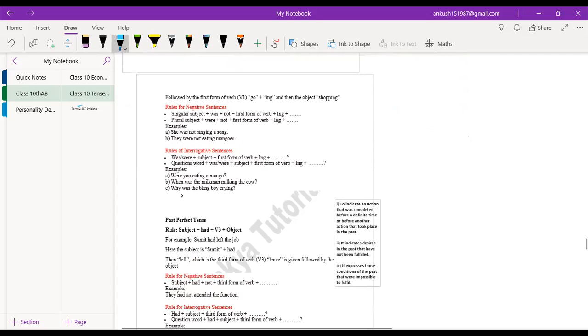Yes, I got it. So, the rule for negative sentences of past continuous tense. See, almost all the rules are the same. Only we have to change the helping verb and the main verb. And commonly we use the word not for negation.